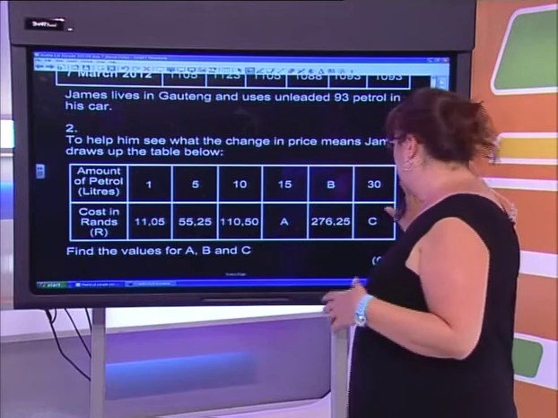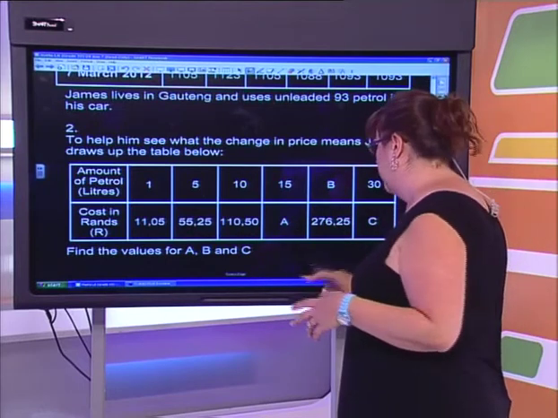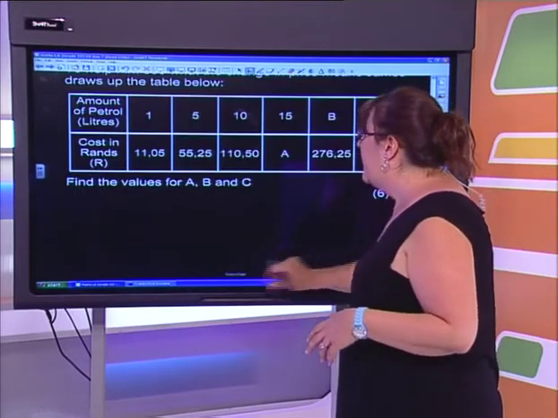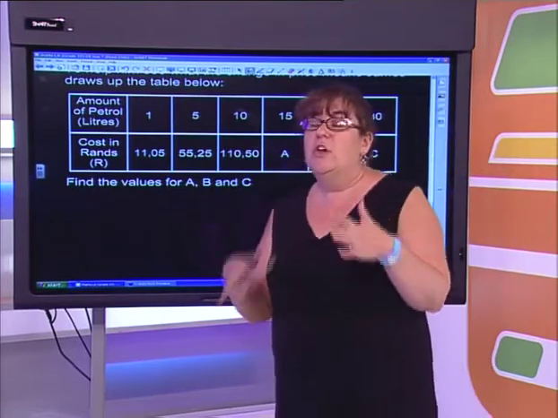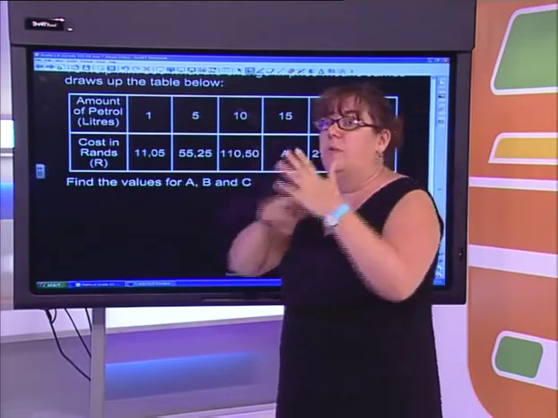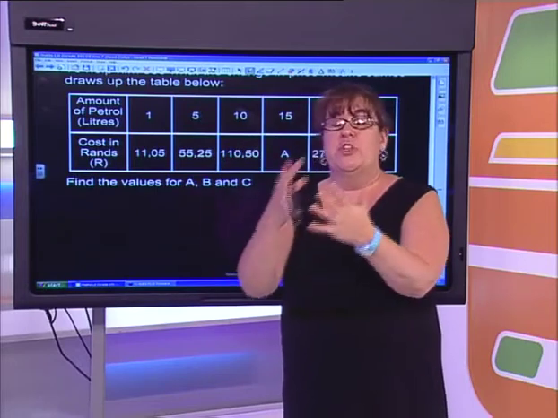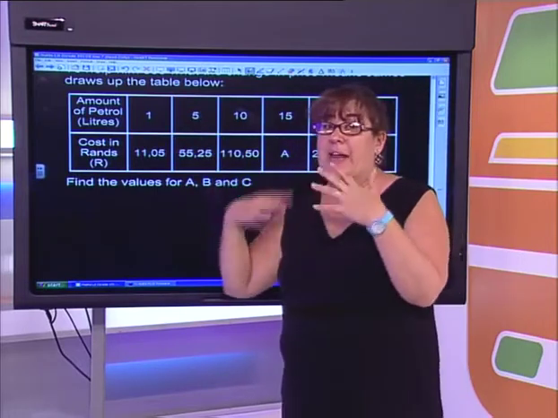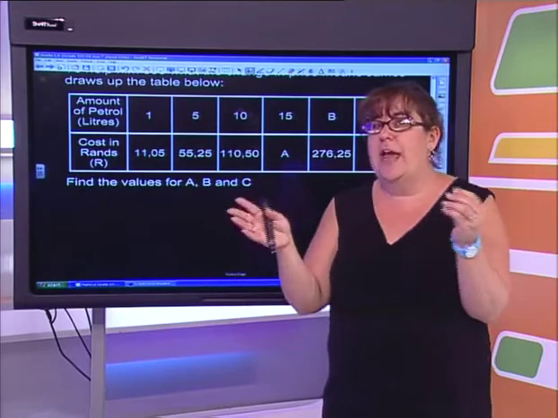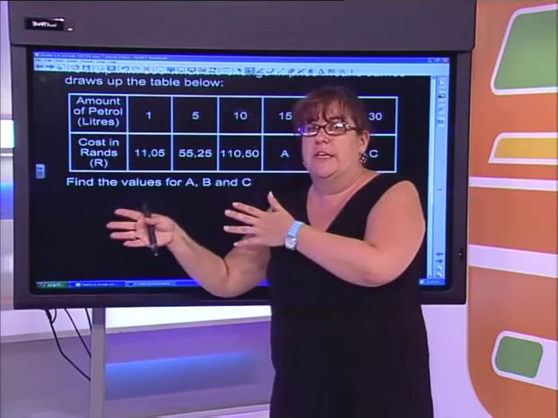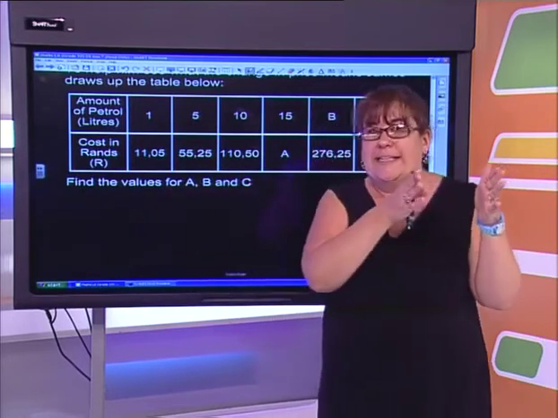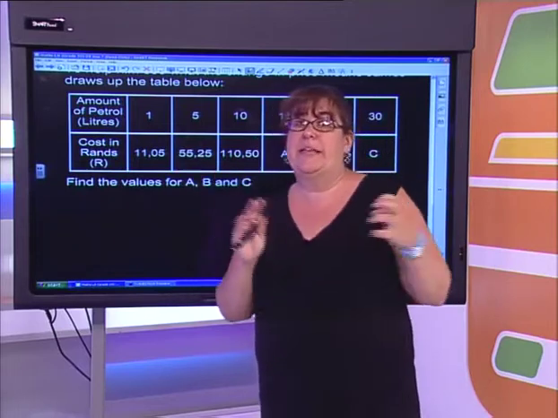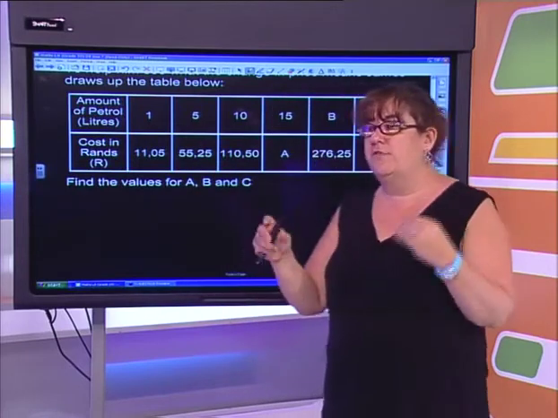Now what's important about these tables, this is not a graph, is that it gives us quite a bit of information. I said I want to get you to draw the graph. So I already know that we're going to have to draw a graph in the next part of the question. So the table tells me my independent and dependent variable. That's important for me to remember.